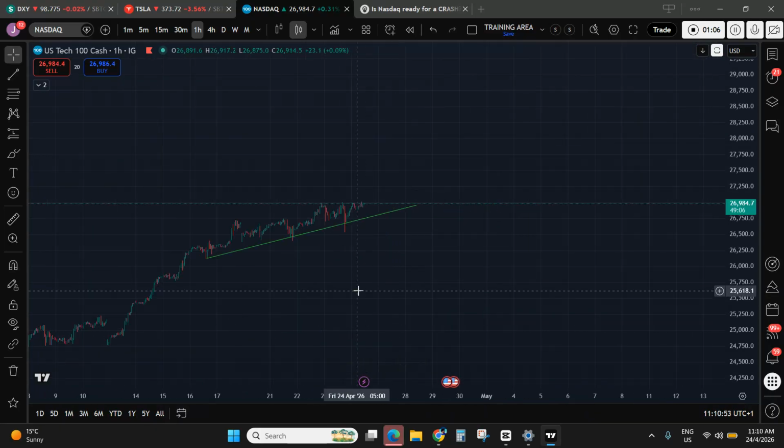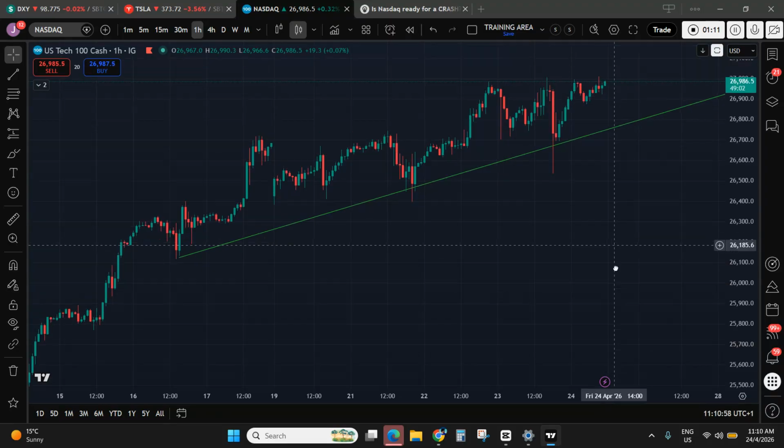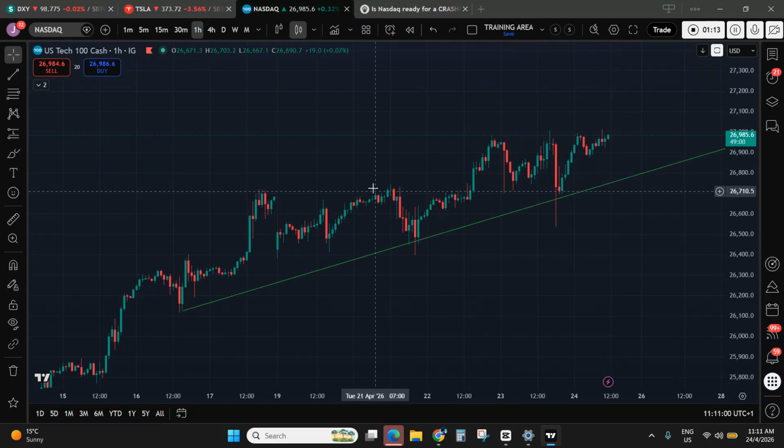Okay, so here, for example, this is an uptrend, and we are in the 1 hour time frame. Based on your trading style, you can choose your time frame accordingly. If you're a day trader, you can choose 5 minutes or 15 minutes, and if you're an investor, then the best time frame is 4 hours or the day time frame.